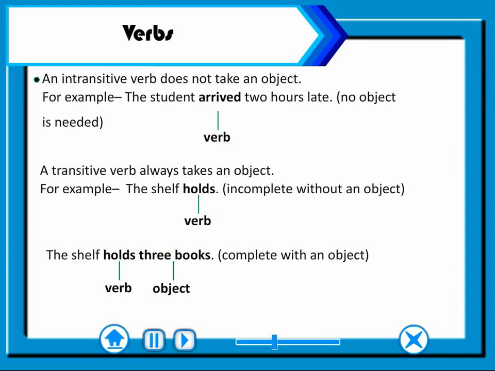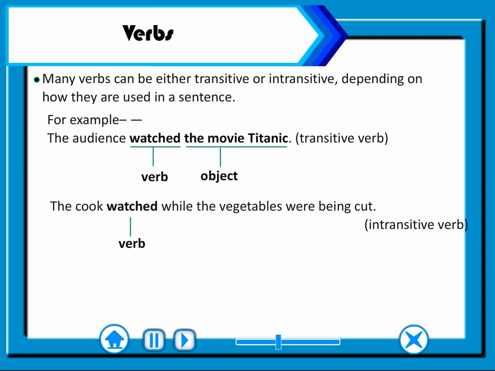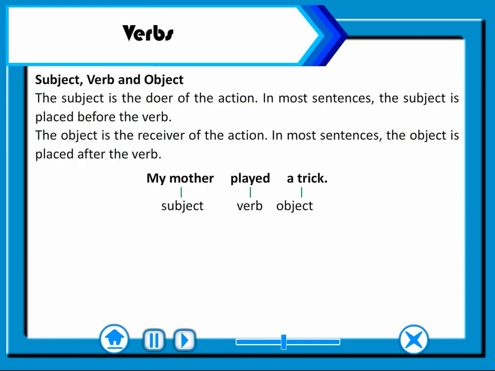A transitive verb always takes an object. For example, the shelf holds. Incomplete without an object. The shelf holds 3 books, complete with an object. Many verbs can be either transitive or intransitive depending on how they are used in a sentence. For example, the audience watched the movie Titanic. Transitive verb. The cook watched while the vegetables were being cut. Intransitive verb.